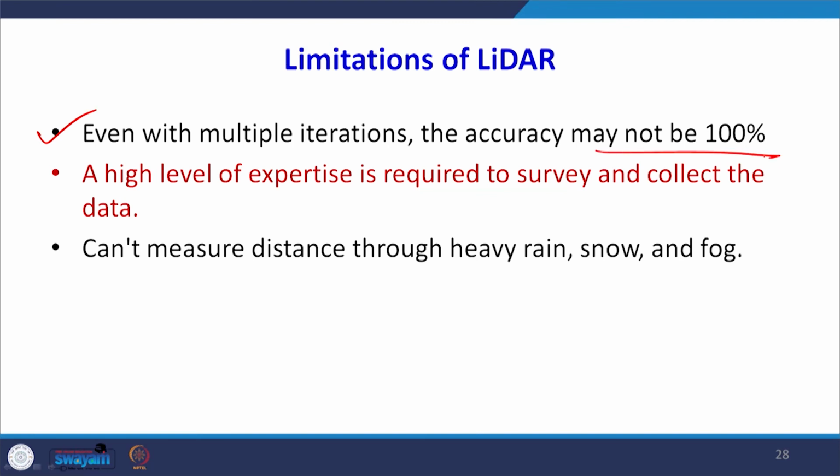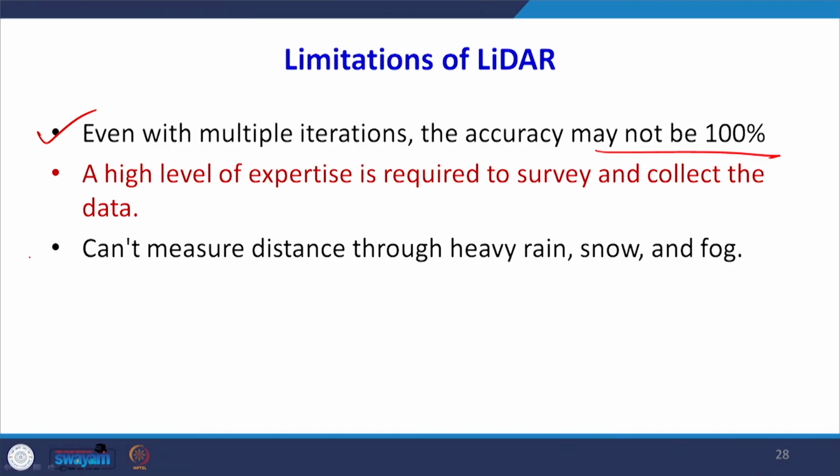There are some limitations of the LiDAR data. Sometimes we have multiple iterations of data, but still we find that the accuracy may not be 100%. A high level of expertise is required to survey and collect the data, depending upon the terrain, the type of features, and the equipment and devices we are using. Another limitation is that it cannot measure distance through heavy rain, snow, fog and water. These are some of the limitations we have to keep in mind when we are working with LiDAR data.